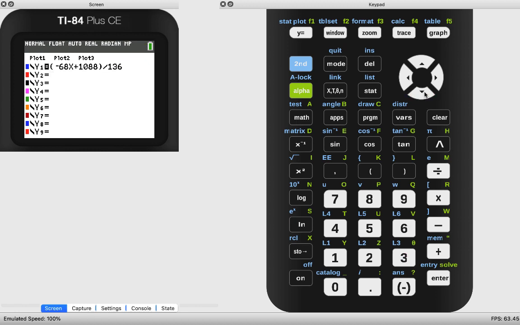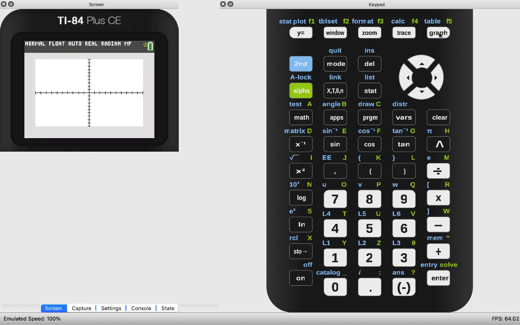All right, and our next equation, we'll do the same thing, open up parentheses, and negative 79x plus 1183. We can take a look at our graph, and it looks like we can see where they intersect just barely.